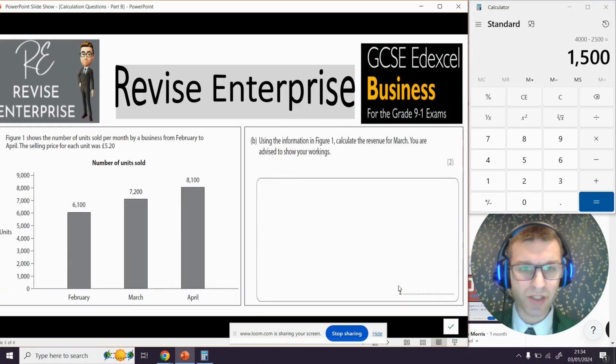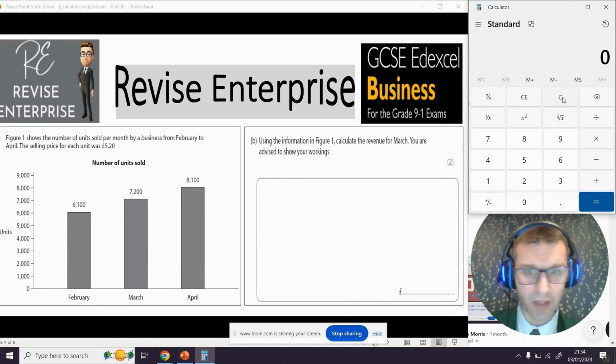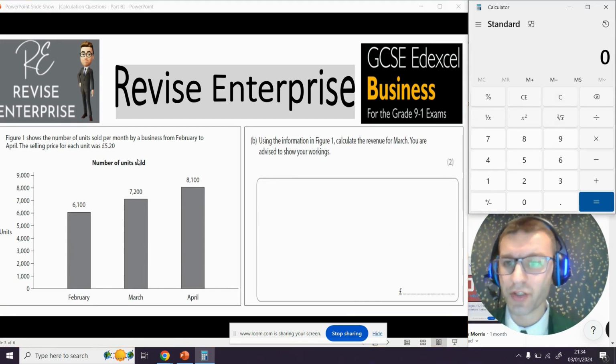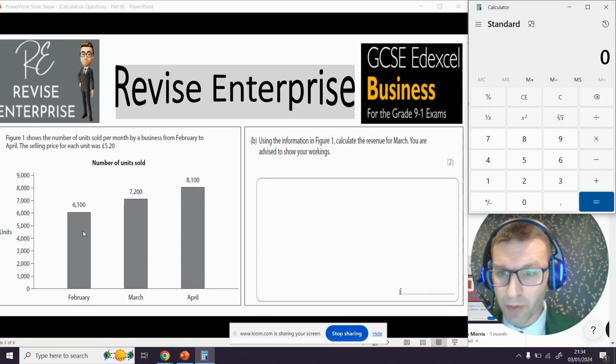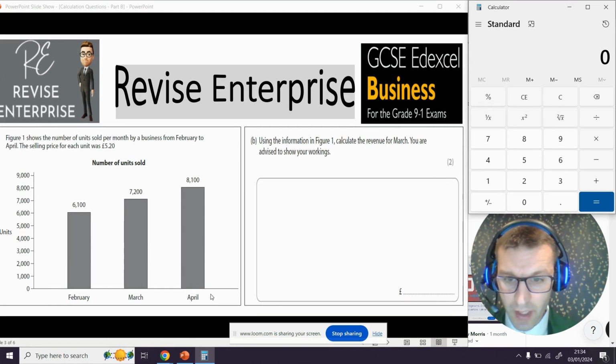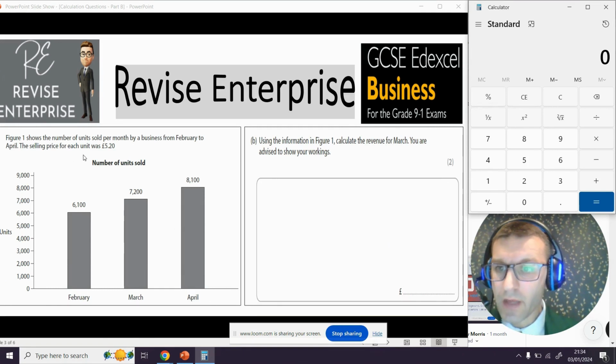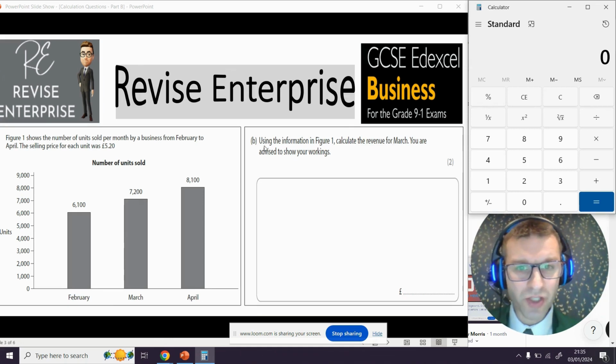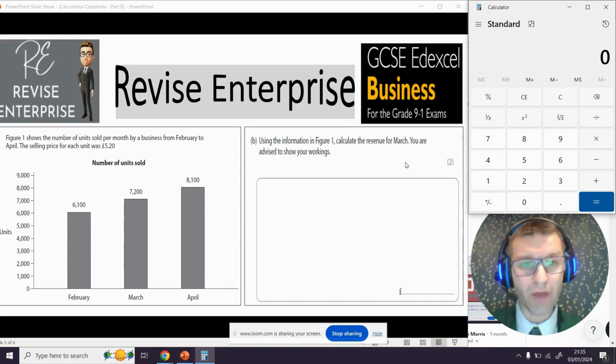Okay, next question is slightly easier, I guess. We just cancel the calculator here. So we have another figure 1 here. It shows the number of units sold per month by a business from February to April, as you can see here on the x-axis along the bottom. The selling price for each unit was £5.20. Now the question asks, using the information in figure 1, which is here, calculate the revenue for March. You are advised to show your workings, and there are another 2 marks available for this answer here.